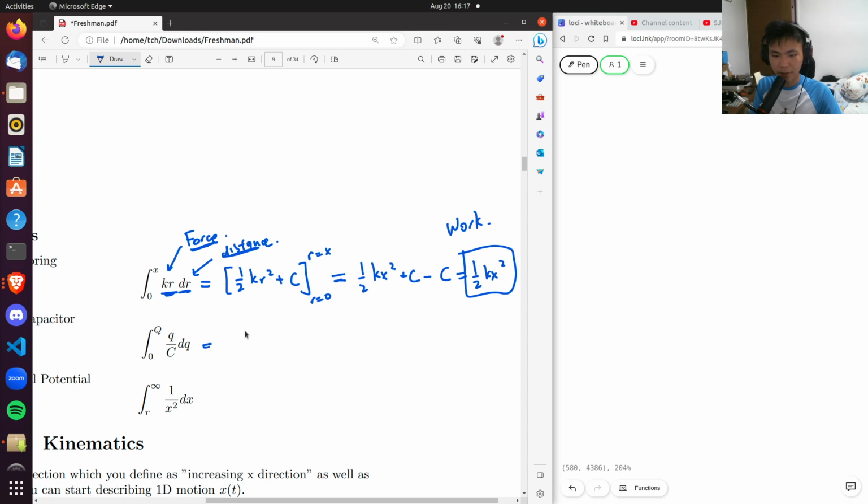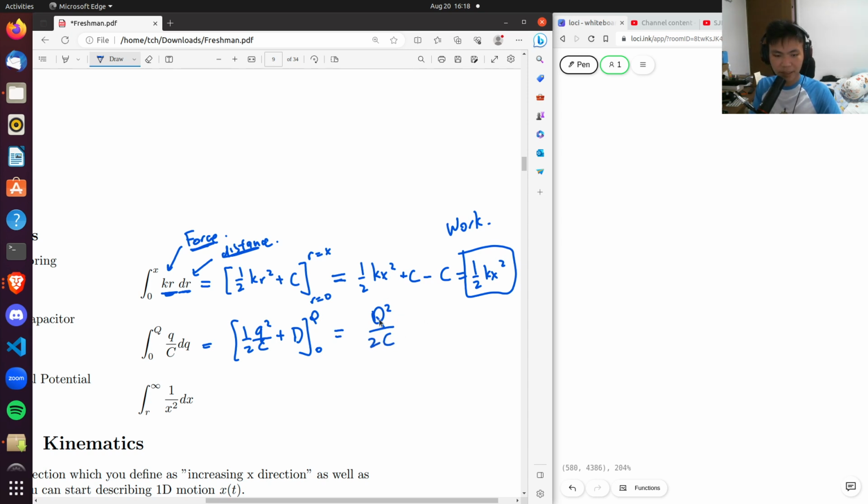So this will give me half q squared over C plus, in this case, I cannot name my constant C because C is already used to denote capacitance, so let's just call it D. And I'm evaluating at the two endpoints q and 0. And this will give me big Q squared over 2C.